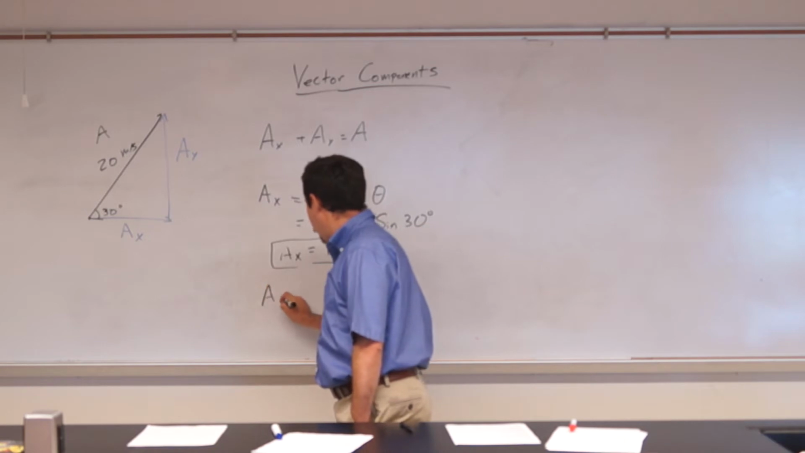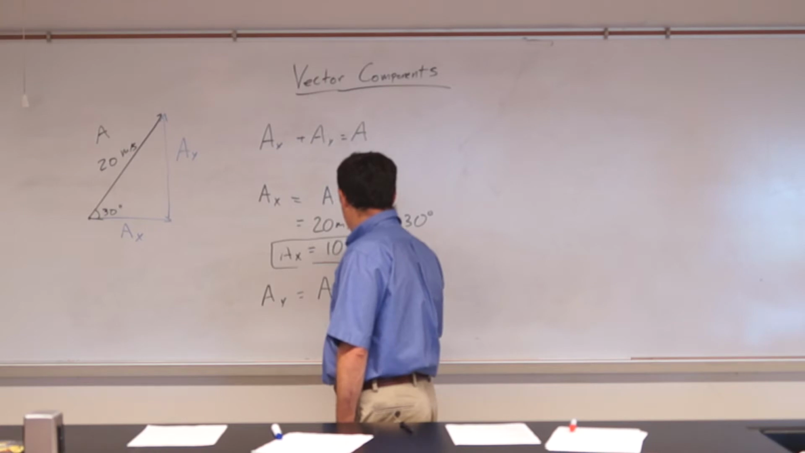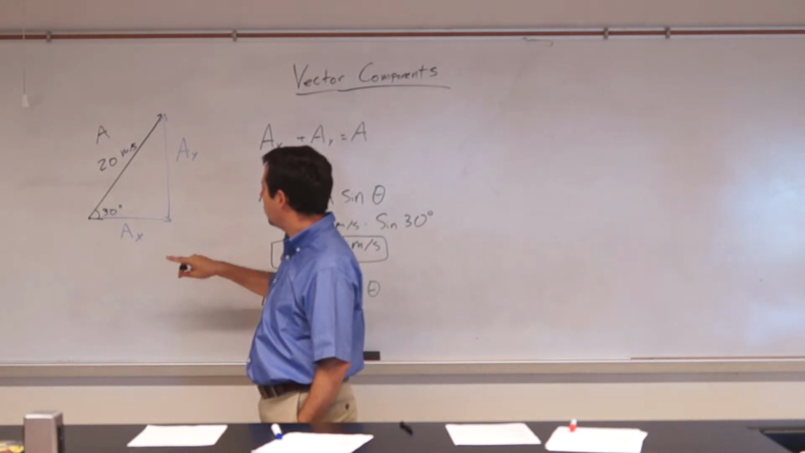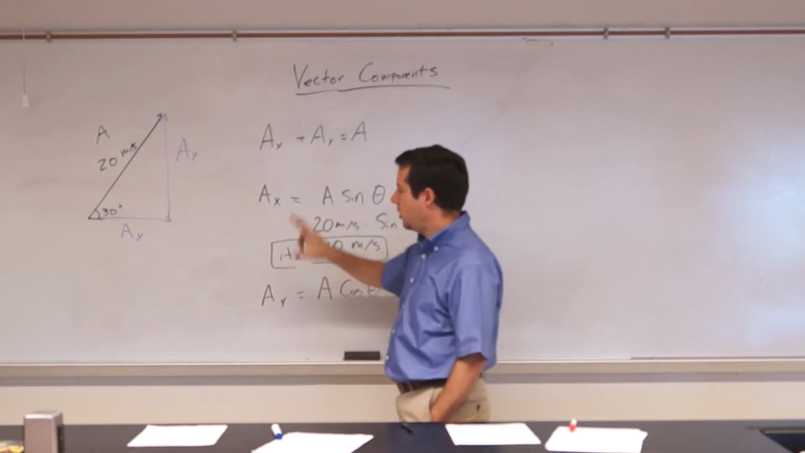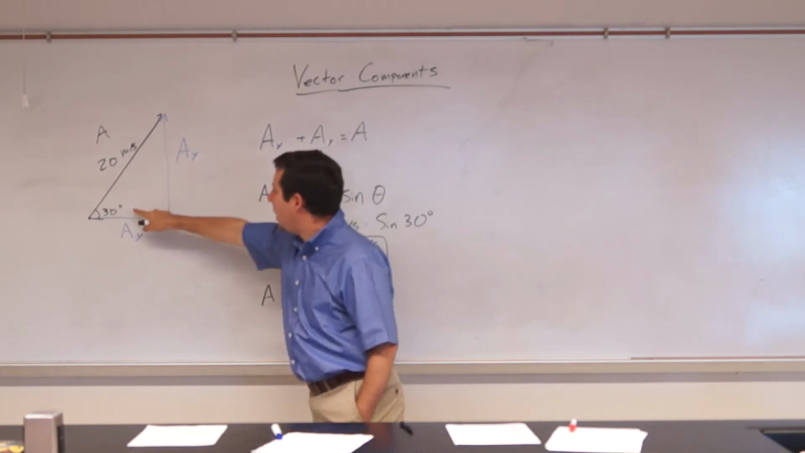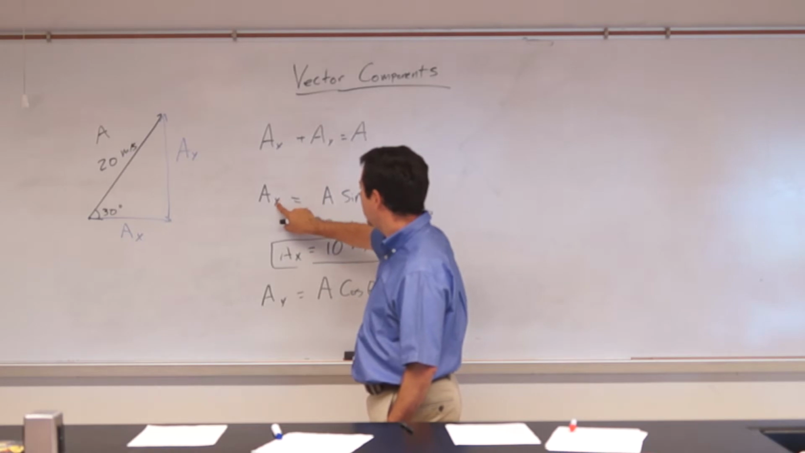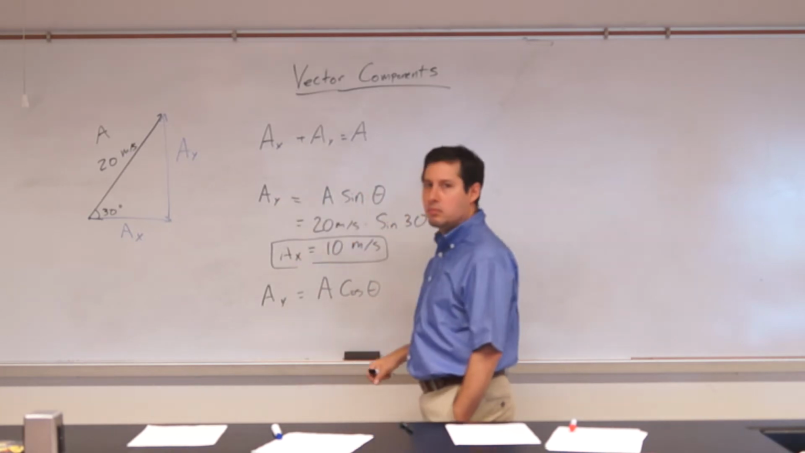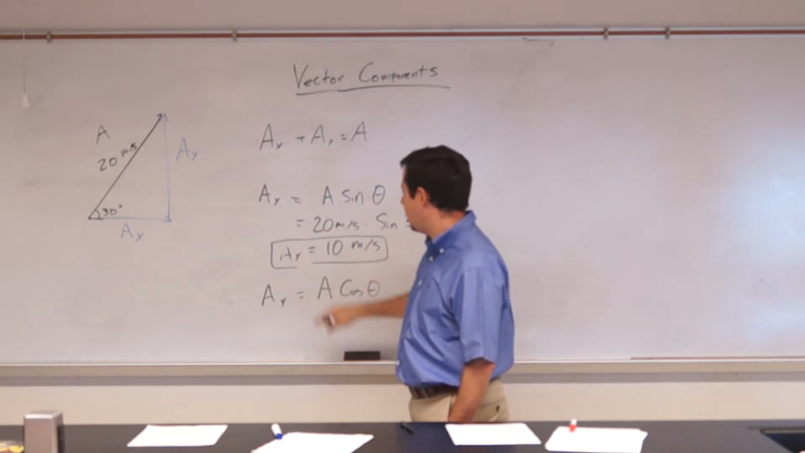Vector a sub y, we know that is just a cosine of that angle. Oops, made a mistake. Okay. Excuse me, ignore this. A sub y is opposite angle 30. So if we're doing the sine, it needs to be opposite. Sorry about that. So a sub y is a sine 30, so a sub y is 10 meters per second.